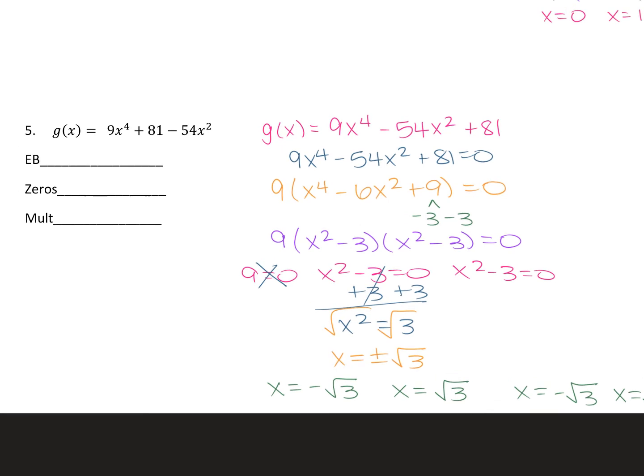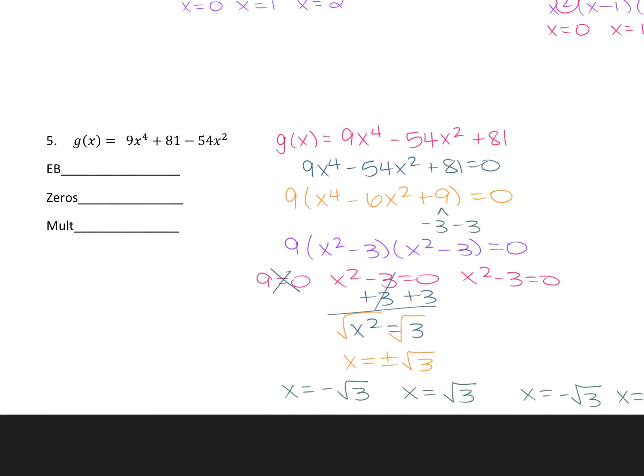So your end behavior here, since your highest power is 4, and a is positive, we're moving up in both directions. So end behavior, as x goes to positive infinity, y goes to positive infinity, and as x goes to negative infinity, y goes to positive infinity. Your zeros, we said, are plus or minus the square root of 3. Your multiplicity, you have a multiplicity of 2 at x is equal to the negative square root 3 and x is equal to the positive square root 3.